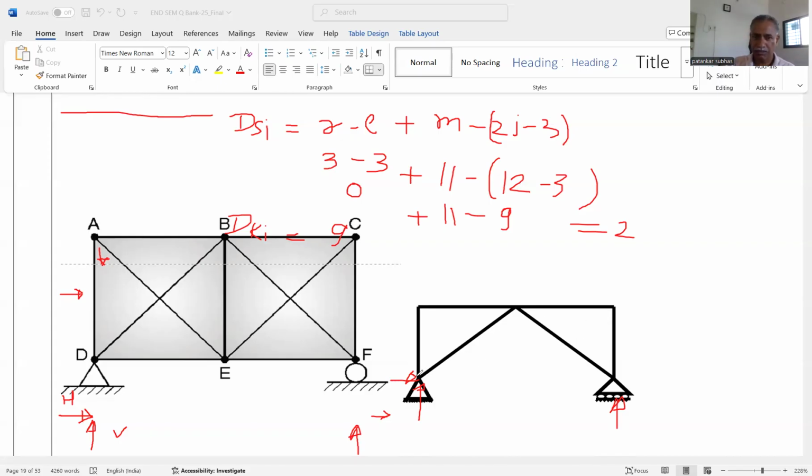For internal, there are 5 joints. 5 multiplied by 2 is 10. 10 minus 3 is 7, so 2j minus 3 is 7, not 9. The members are 1, 2, 3, 4, 5, 6. There are 6 members. So 6 minus 7, the answer is minus 1.